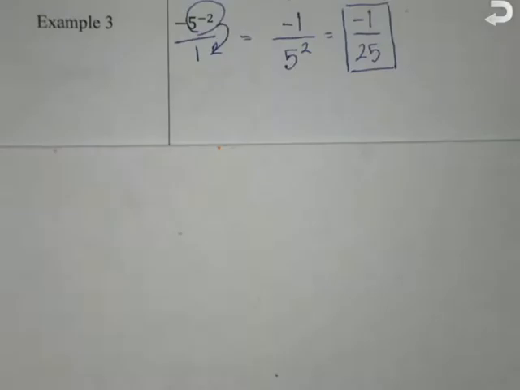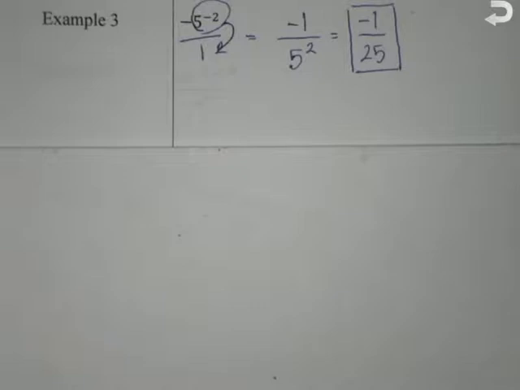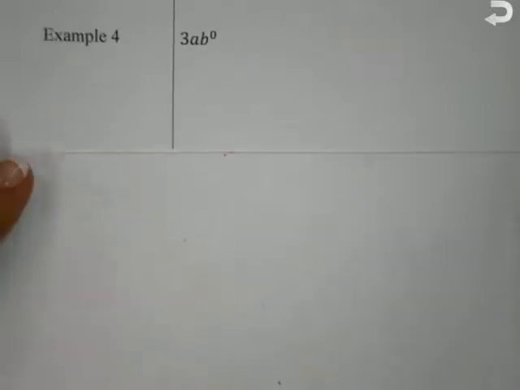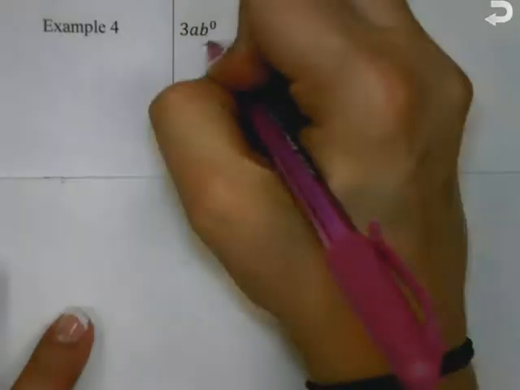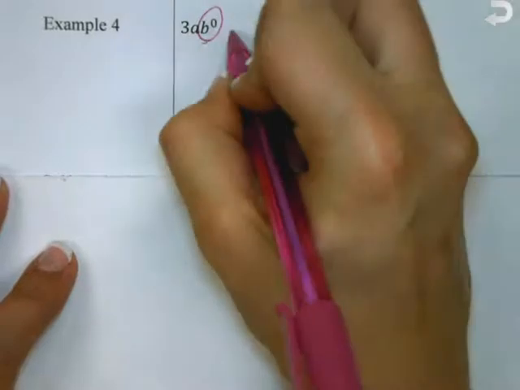Okay, example 4. This one is similar to what I just showed you on the whiteboard. 3ab to the 0. What has a 0 exponent here? Just the b. So this is the same as 3a times what? 1. So what's the answer? 3a.